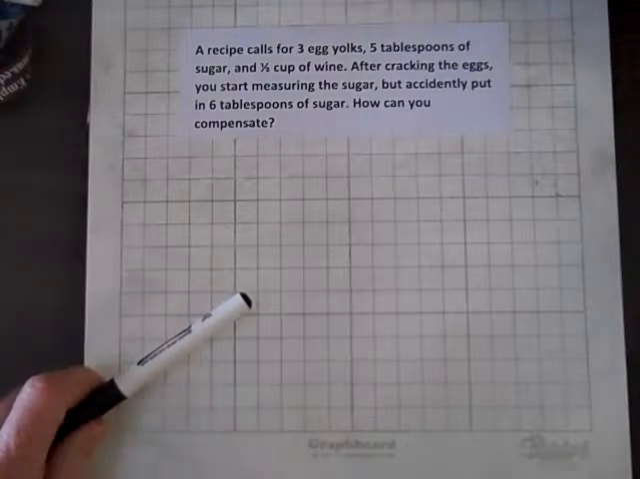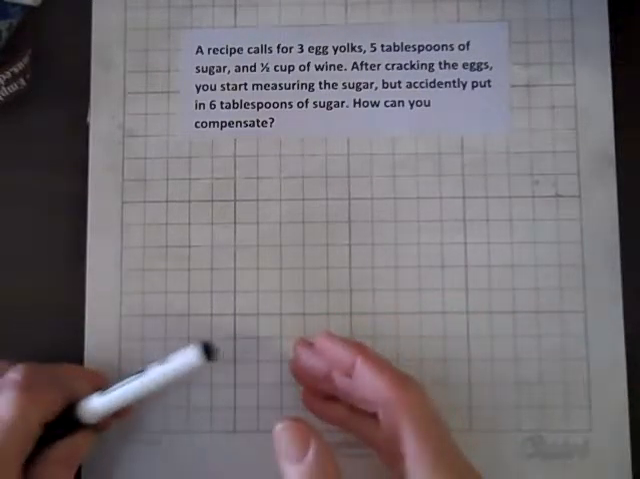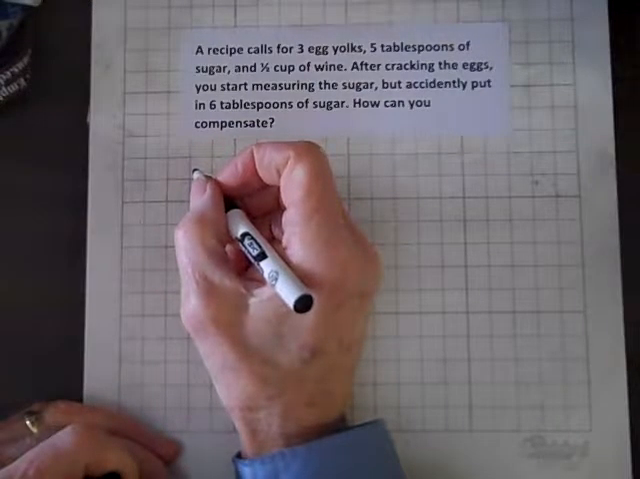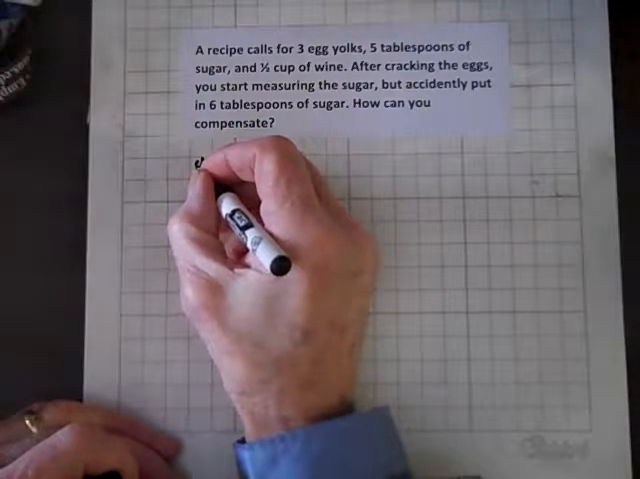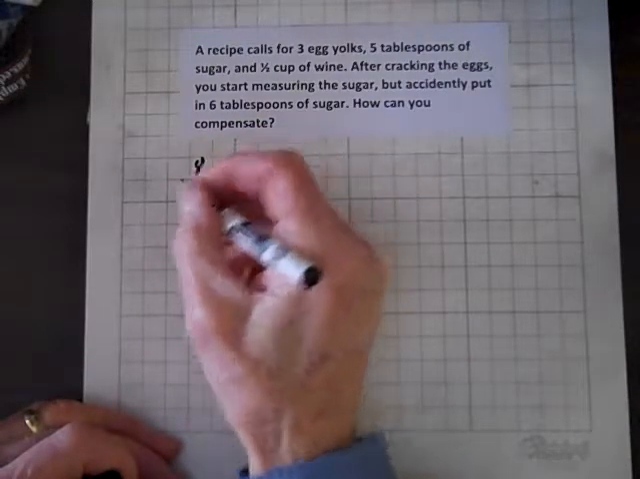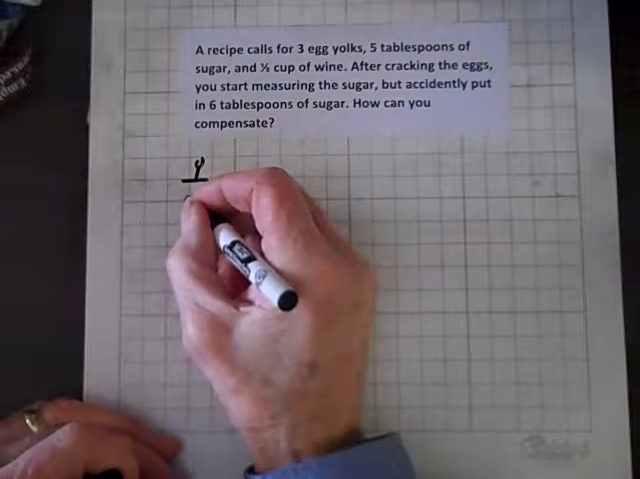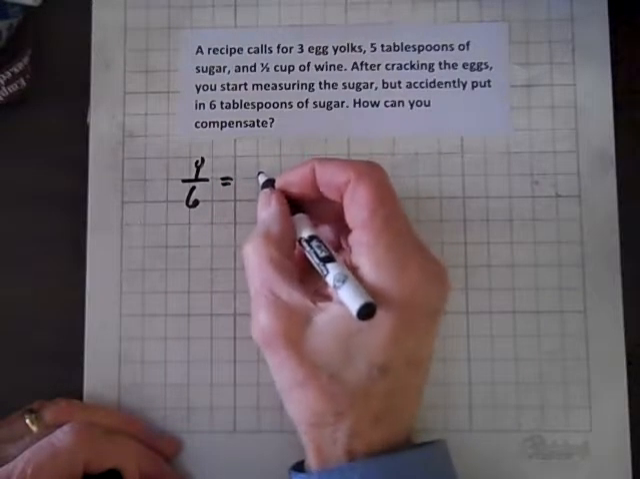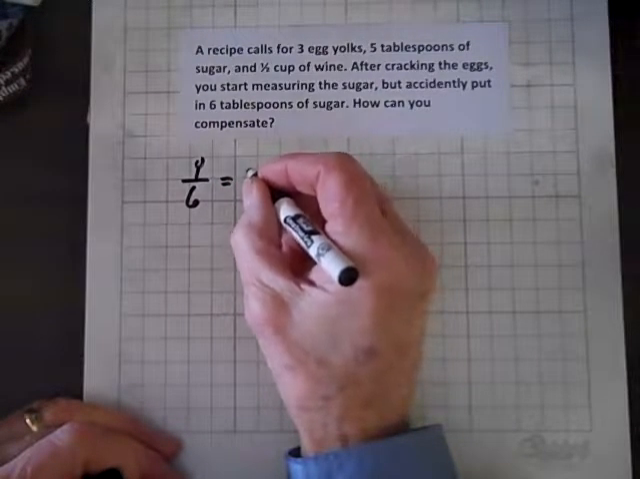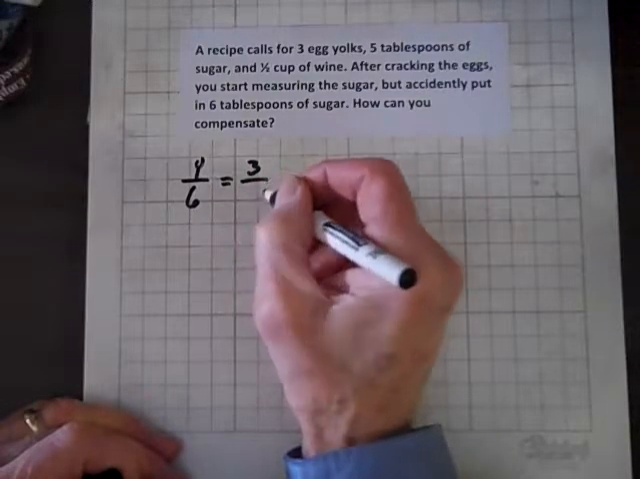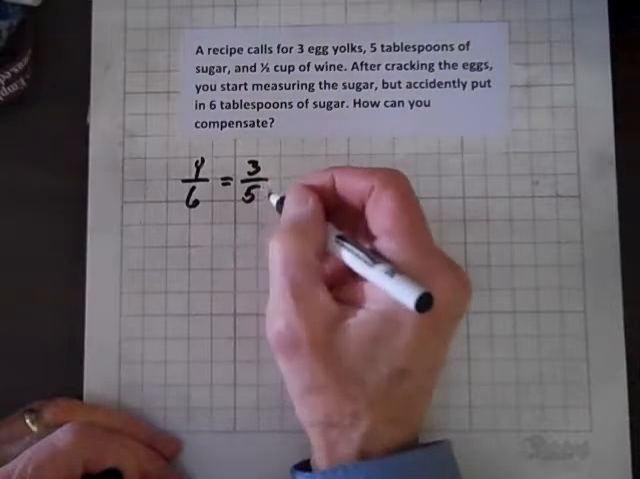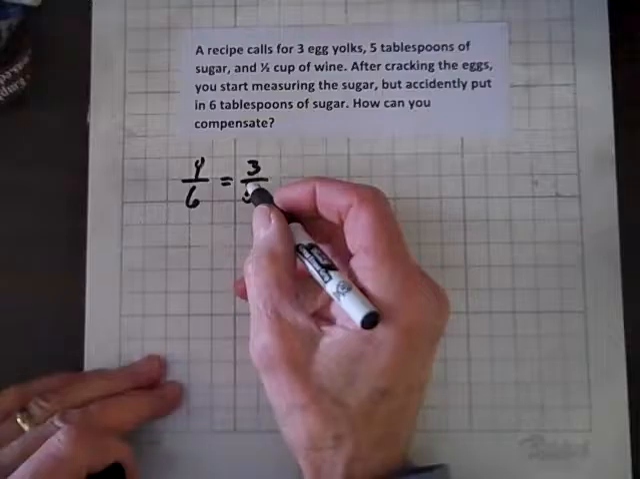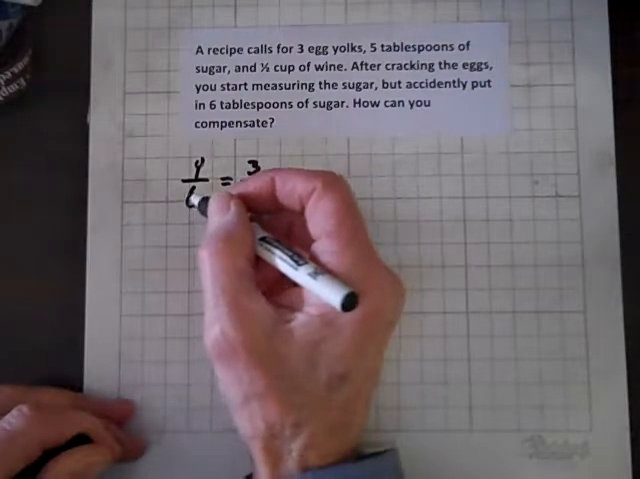Well, let's see, if we're going to put in more sugar, we've got to put in more egg yolks. So the proportion or ratio of an unknown number of yolks to 6 tablespoons of sugar has to equate to the ratio of 3 yolks to 5 tablespoons of sugar. At this point, we've set up the proportion. All we need to do is isolate y, which represents the number of yolks we'll need.